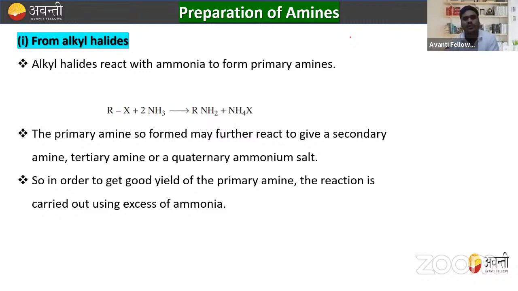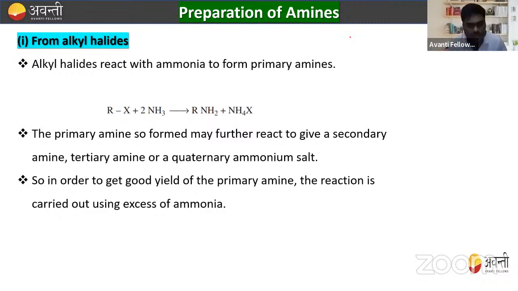The primary amine so formed may further react to give a secondary amine, tertiary amine, or quaternary ammonium salt. So in order to get a good yield of primary amine, the reaction is carried out using an excess of ammonia. Always remember this. If there is excess alkyl halide, you will not get only the primary amine; you'll get a mixture of primary, secondary, tertiary, and even quaternary products.